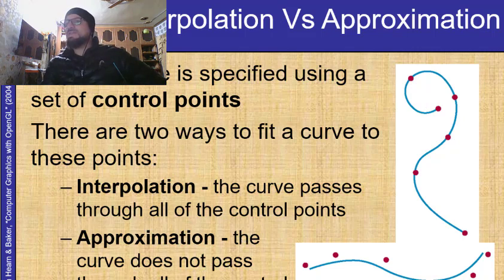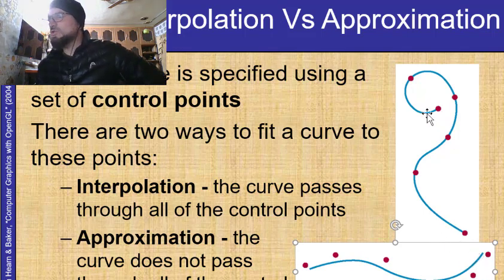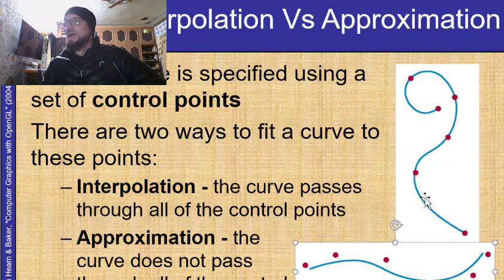And if the curve does not pass through all of the control points, it may pass through a few, but not many. Many are not possible, but it's nearer to the control points. That is called approximation. So in approximation, the curve, as you could see, is closer to the control points, but not moving through the control points. If it moves exactly through the control points, then this will be called interpolation.